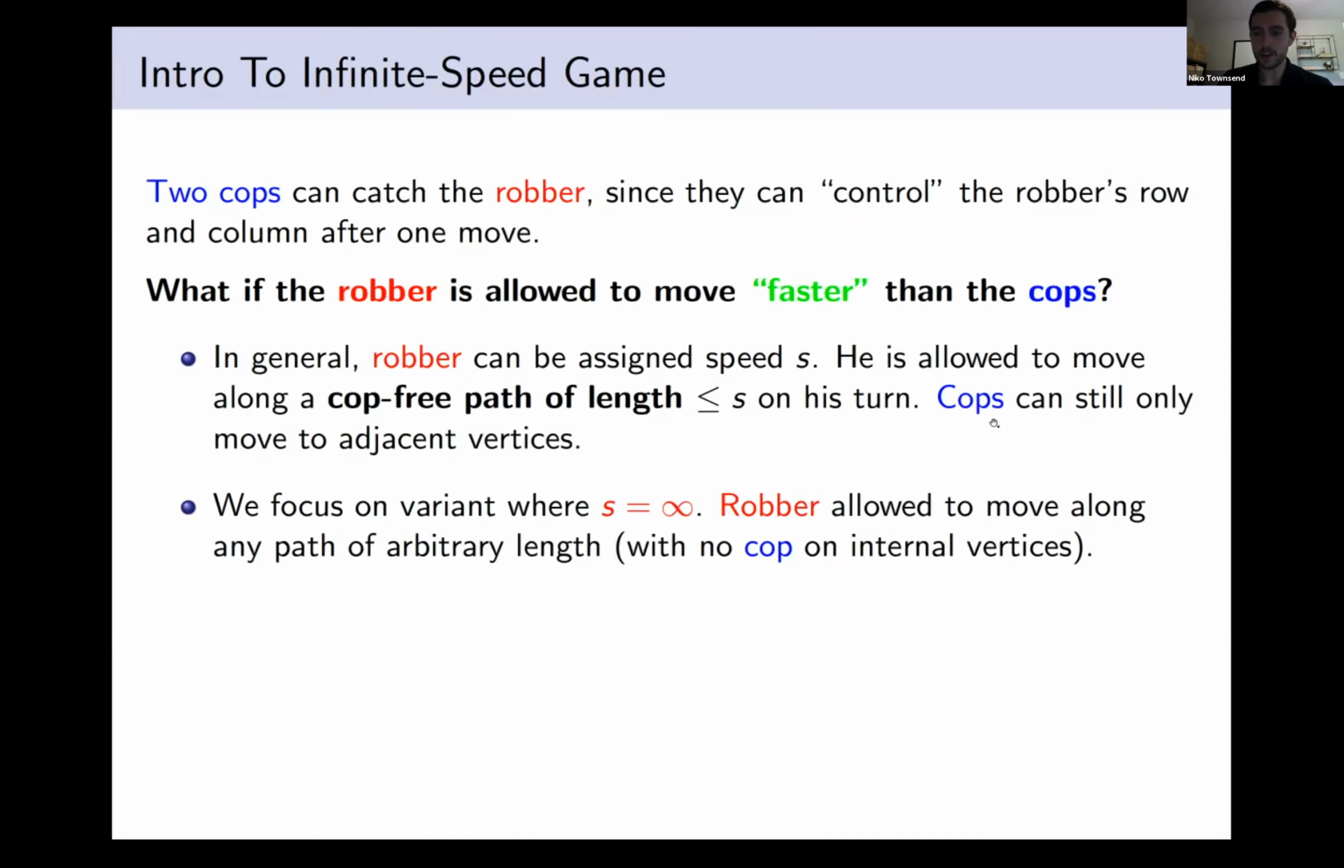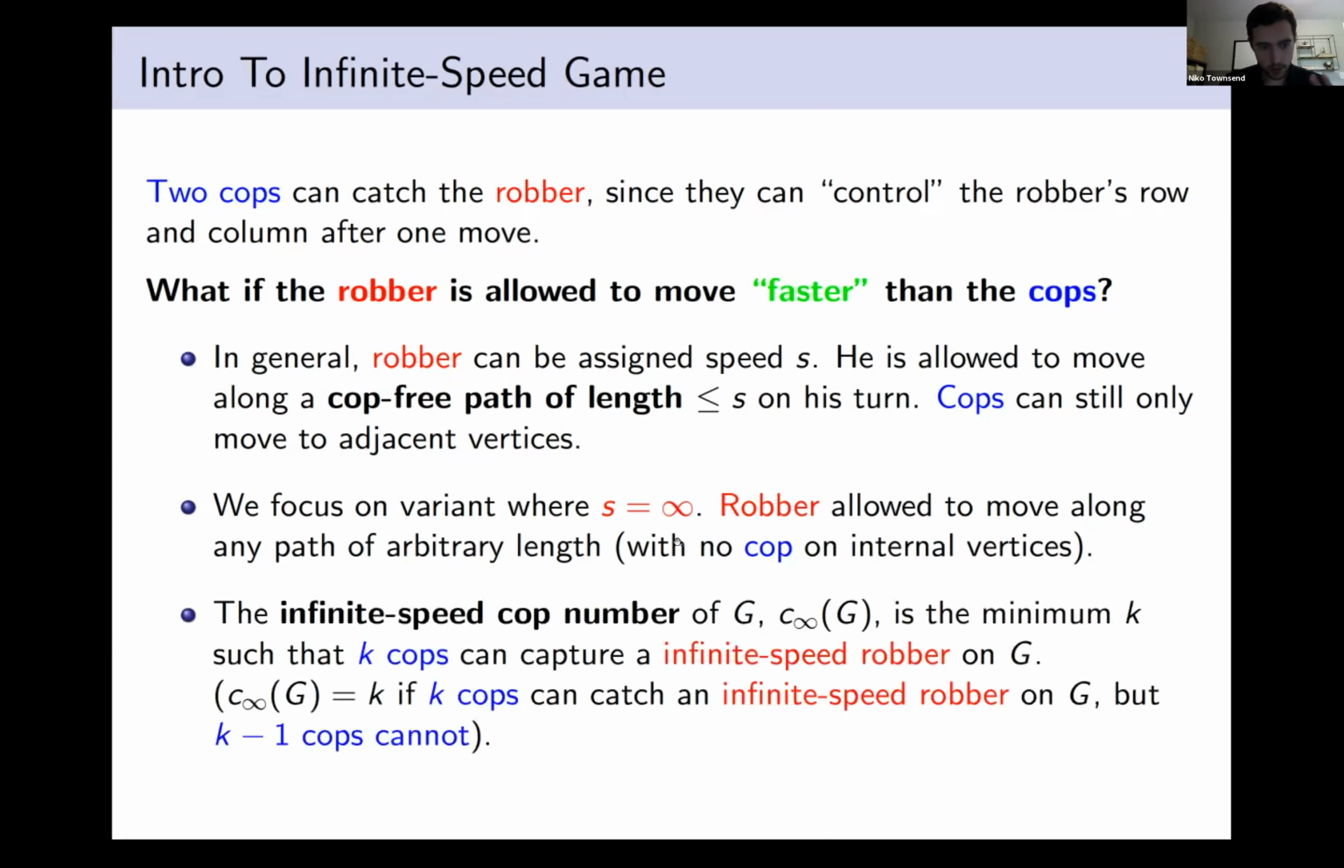All the while, the cops still only have speed 1, so they can only move to adjacent vertices. We're going to focus on taking that to the extreme, where S is equal to infinity. That means the robber is allowed to move along any path of any length, provided that there are no blocking cops. Our goal here is to find the infinite speed cop number of any graph, denoted C sub infinity of G, which is the minimum number of cops K such that K cops can catch the infinite speed robber, but K minus 1 cannot.